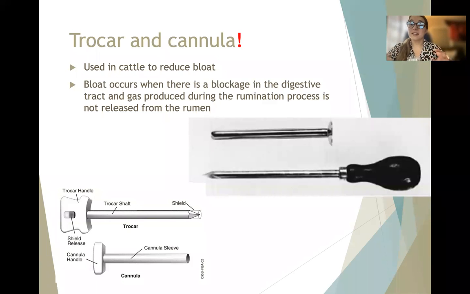So as you can imagine, think of a balloon filling up. That's going to apply a lot of pressure. It's going to be very painful. And if it ruptures, this patient is more than likely not going to make it.